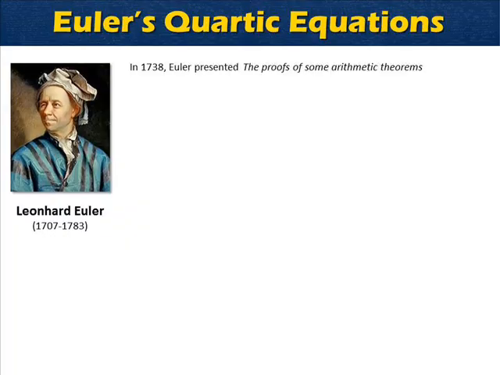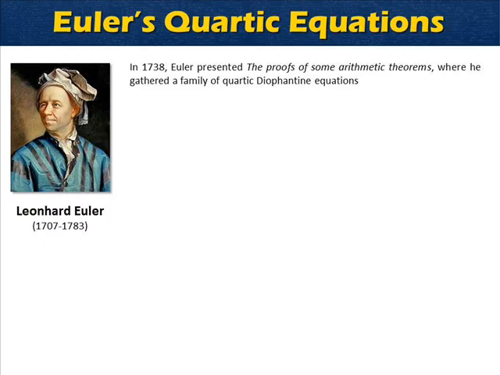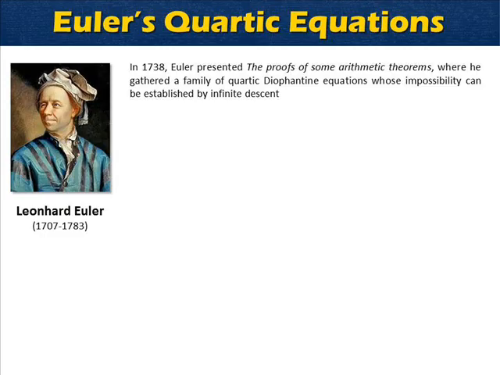In 1738, Euler presented to the St. Petersburg Academy the proofs of some arithmetic theorems, where he gathered a family of quartic Diophantine equations whose impossibility can be established by infinite descent, often through clever use of Pythagorean triple parametrizations.